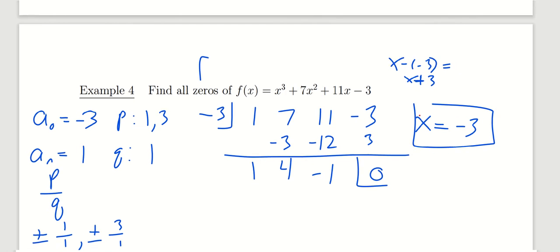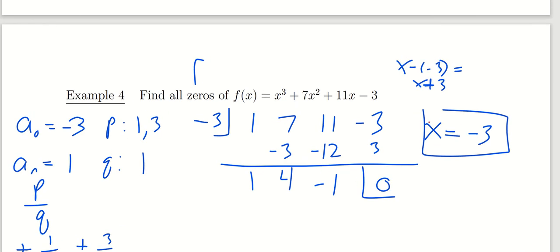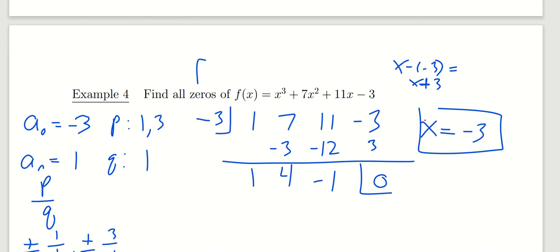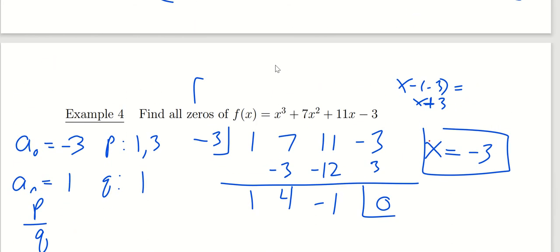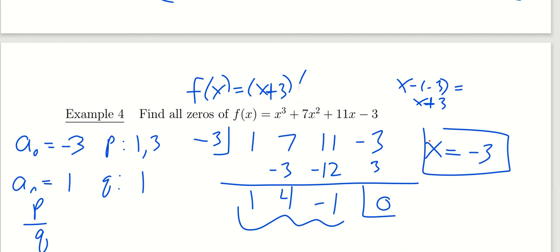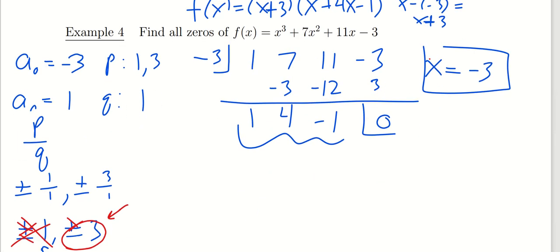We have f of x. So we have our partial factorization here, which is going to look like this. f of x equals, we have a factor of x plus 3, and then the remaining part of it is given by this sequence of coefficients, which would be x squared plus 4x minus 1. To find the remaining zeros, so for all of the other zeros of f, they're going to come wherever this factor is equal to 0.